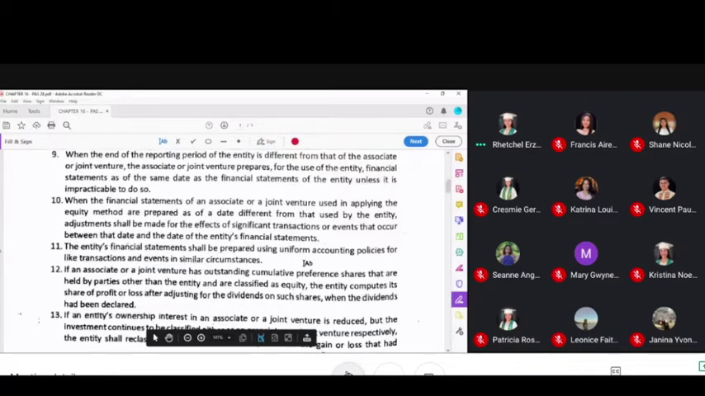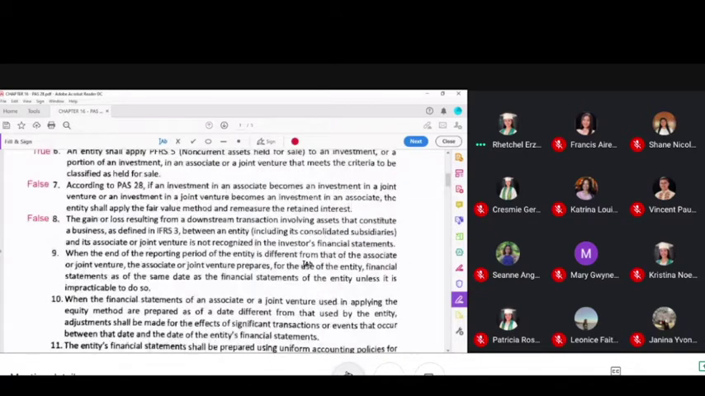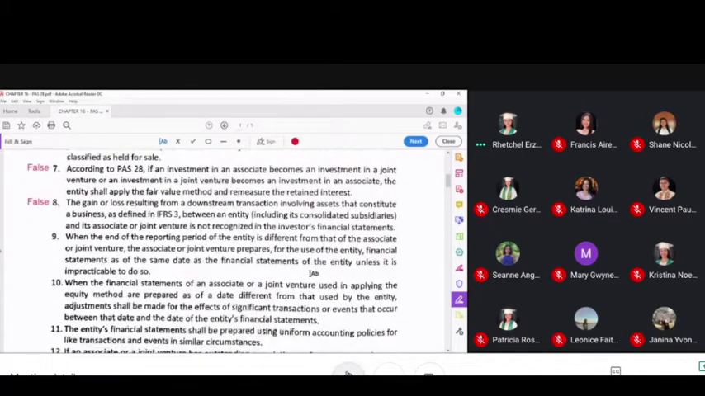To remember that, just visualize the investor as being on top and the investee as being at the bottom. Okay, number 9. When the end of the reporting period of an entity is different from that of the associate or joint venture, the associate or joint venture prepares for the use of the entity financial statements as of the same date as the financial statements of the entity unless it is impracticable to do so. The answer is true. It's according to paragraph 33 of the standard.